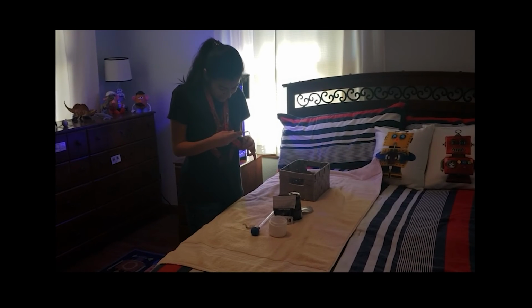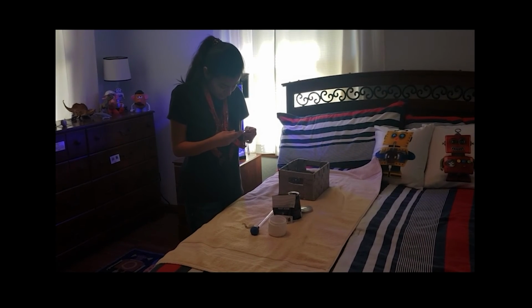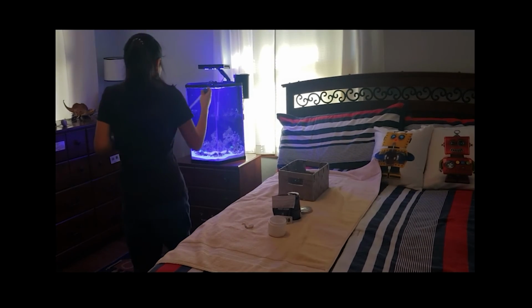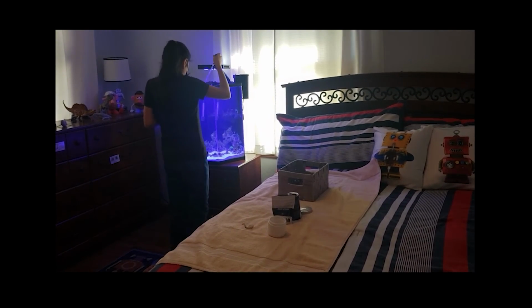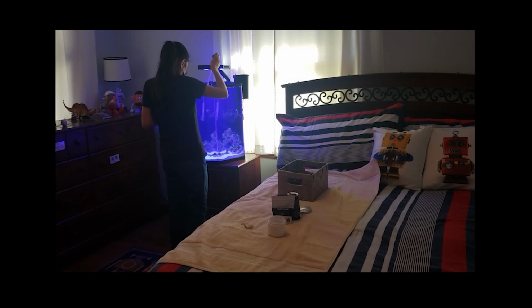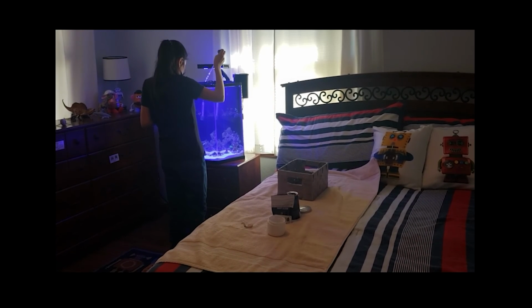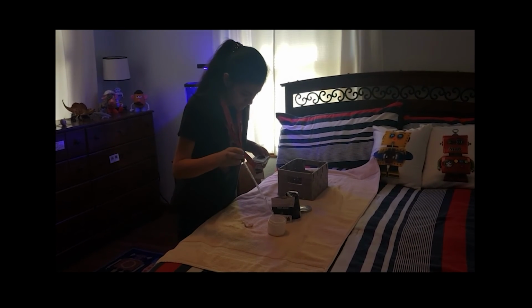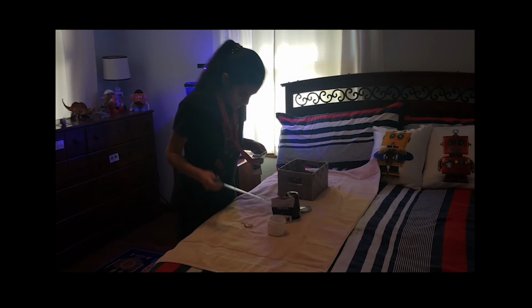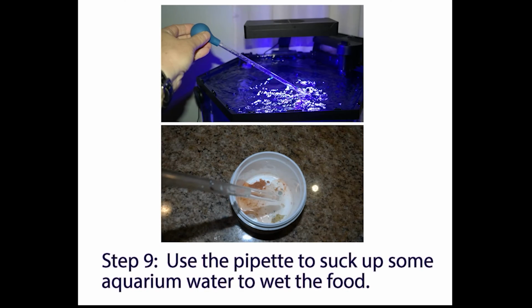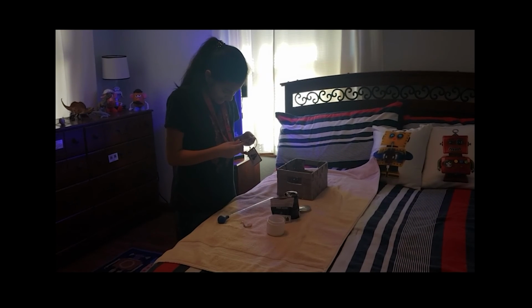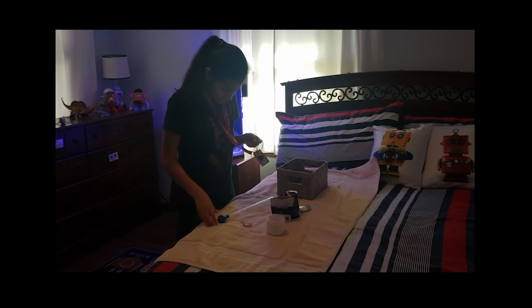Use a pipette to suck up some aquarium water to wet the food. Pour the food back up into the pipette, then squirt the food into the aquarium.